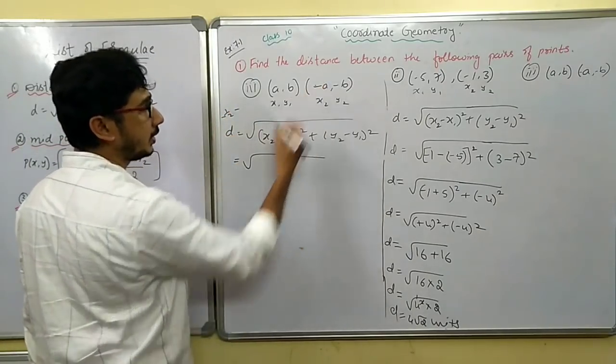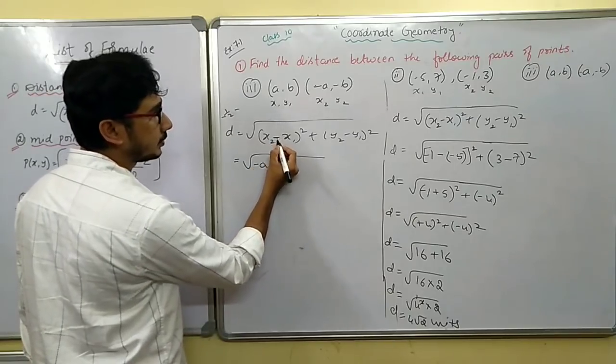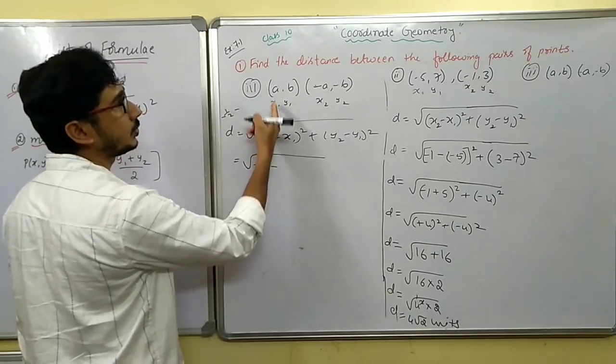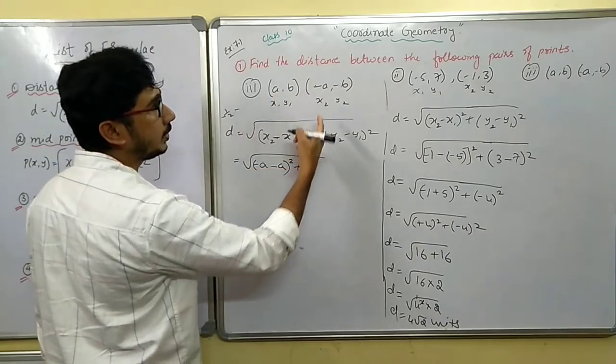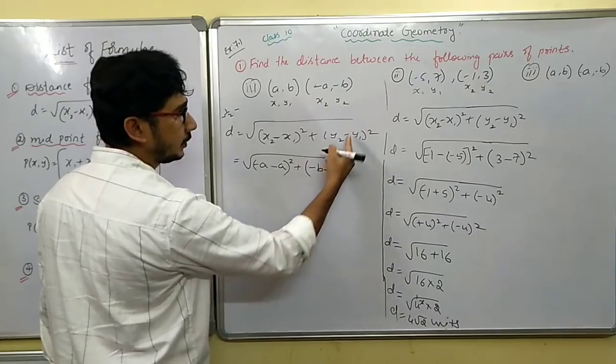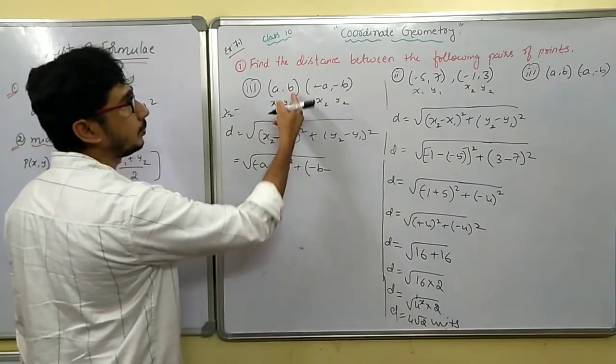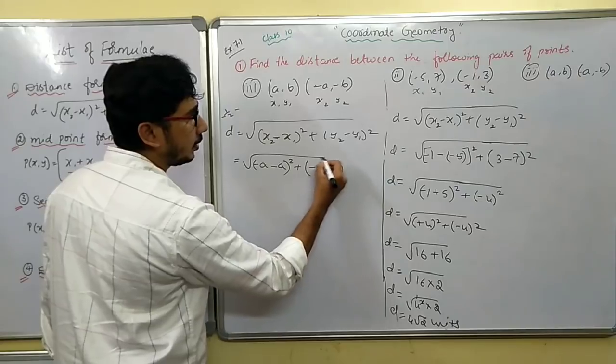So x2 is how much? Minus a. This is minus. Okay, minus right as it is. X1 how much? A, whole square, plus y2 how much? Minus b. This minus as it is. Y1 how much? B. Okay, write down whole square.